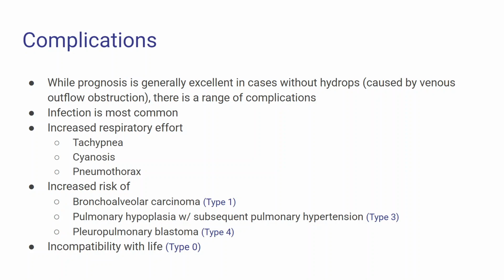It will contribute to increased respiratory effort, so fast breathing, cyanosis. So if you think about that venous outflow obstruction, and pneumothorax as well. There's also increased risk of bronchoalveolar carcinoma. As I discussed before, there's the pulmonary hypoplasia with subsequent pulmonary hypertension, and pleuropulmonary blastoma, which is that type 4 CPAM. And then finally, like type 0 originating in the trachea, this is incompatible with life.